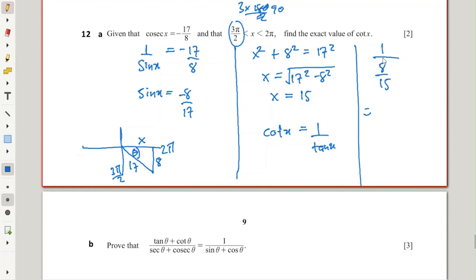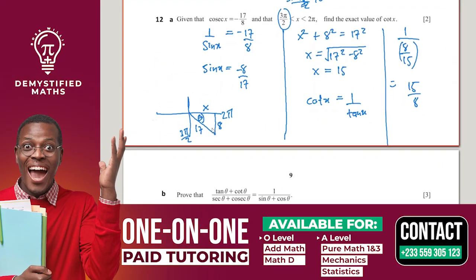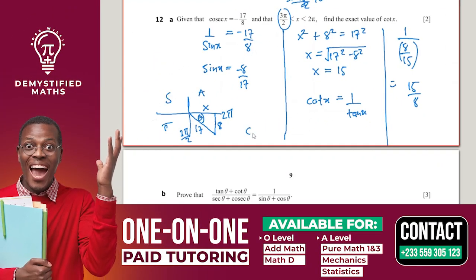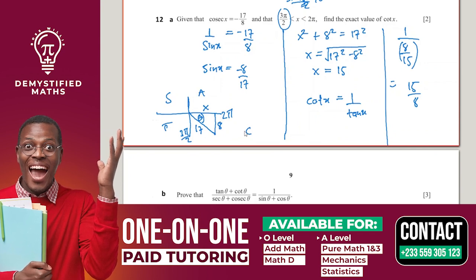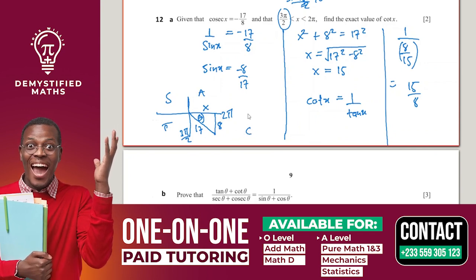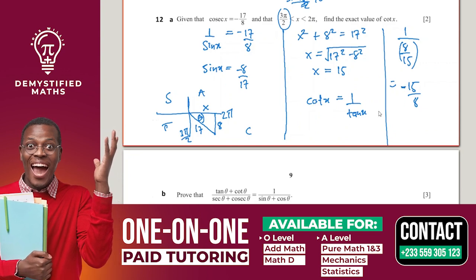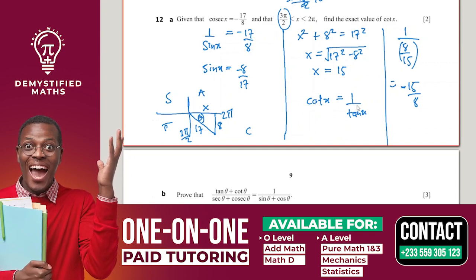And we know that if you have 1 over a fraction, it's simply the reciprocal of that fraction. But the question is, is it going to be positive or negative? And why? It's going to be negative because, all silly tomcats, it's only cos that is positive, the rest are negative. So tan too will be what? Negative. So cot is a function of tan, so it's going to be what? Negative.